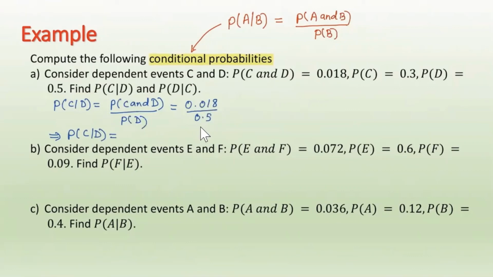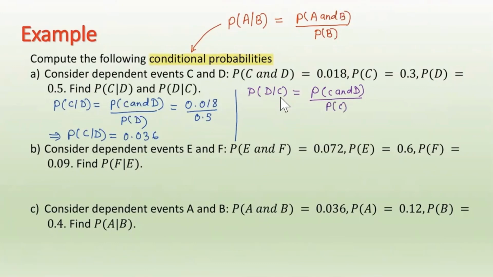0.018 divided by 0.5. What did you get? 0.036. That is the probability of C given D. But in this problem, we are also asked to find the probability of D given C. Let's do that part now. Probability of D given C. Again, we need to use the formula. Probability of these two, which is D and C, or C and D, which is the same thing, and then we have to divide by the probability of C.